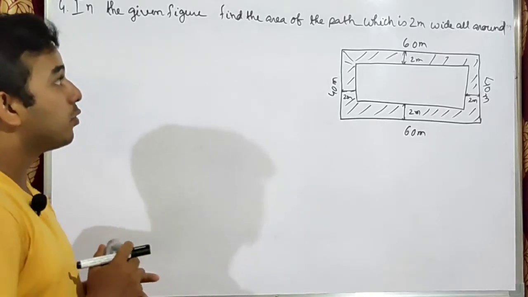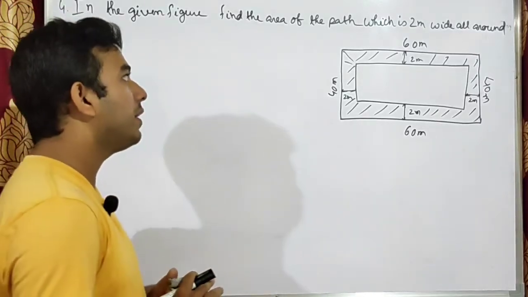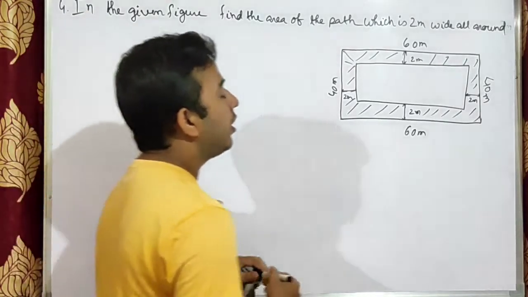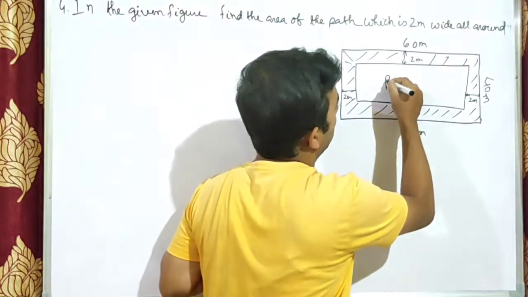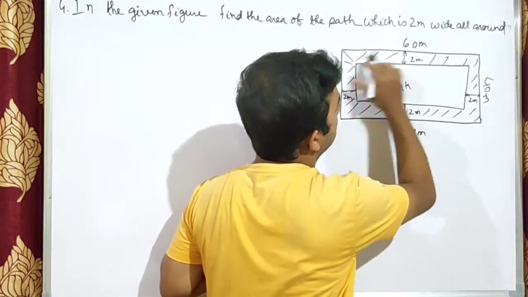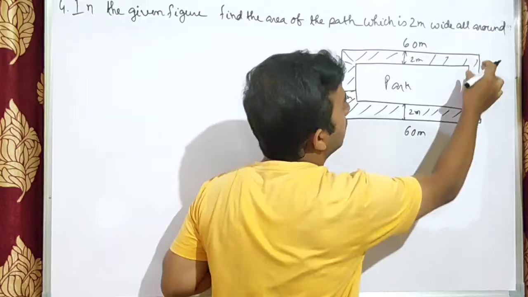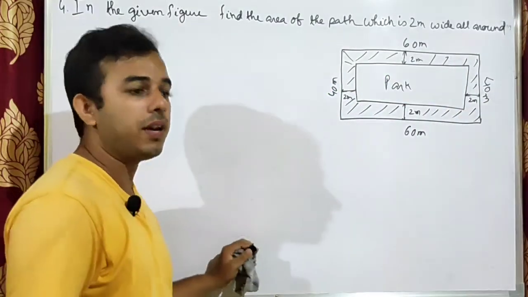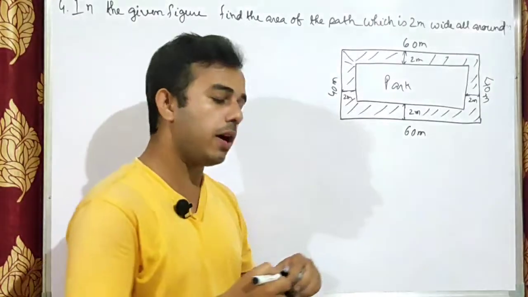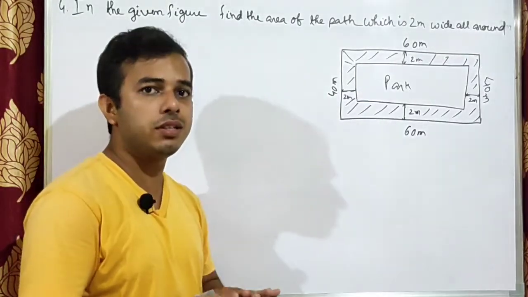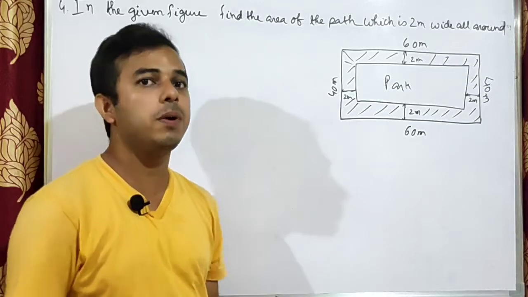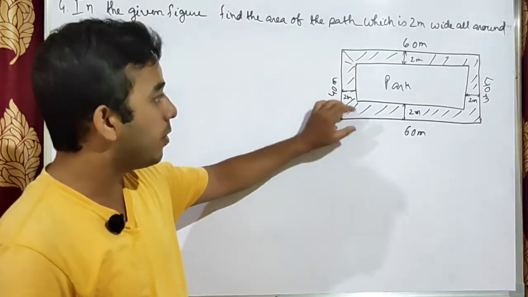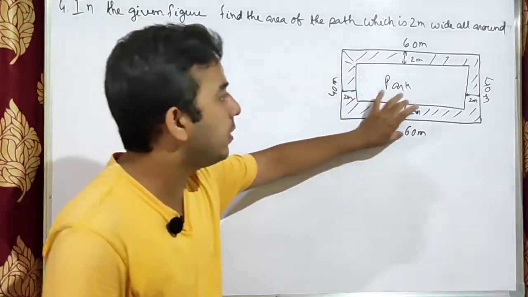For example, here the question is, in the given figure find the area of the path which is 2 meter wide all around. Now consider this is a park. Okay, now this has a path 2 meter wide. This is our path which is 2 meter wide. We generally see a path around a park, right? For example, when you visit a park, there must be a path, isn't it? Otherwise you can't walk all around the park to see its scenic beauty. Okay, so forget about that. Now let's come to our main topic.